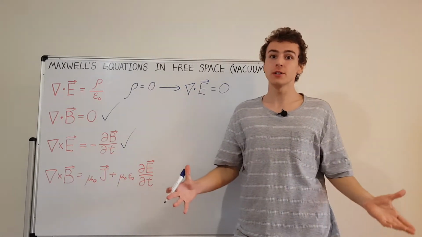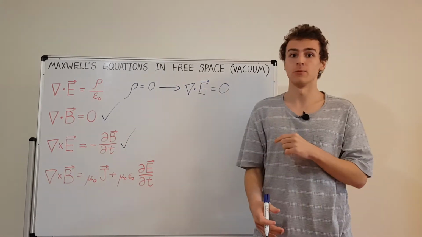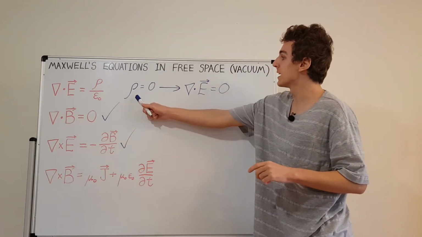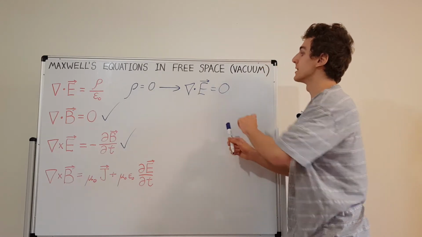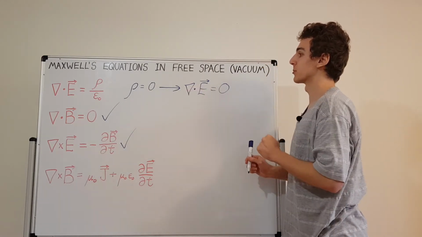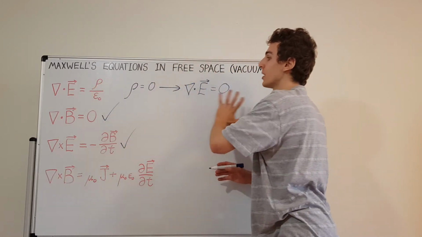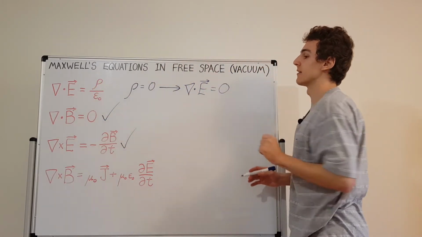But if there's no charges, then there's no divergence at all. So that's the condition of rho equal to 0. So if the charge density is equal to 0, then the divergence of the electric field is equal to 0. So we've modified this. So now we have 3 of Maxwell's equations, and they work in a vacuum.